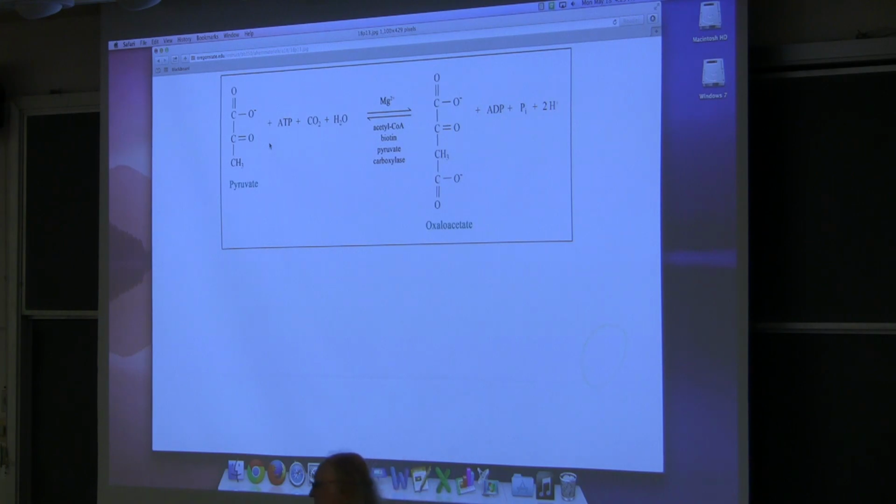Here is the first enzyme of gluconeogenesis. It's called Pyruvate Carboxylase, and yes, you should know the name of it. This enzyme is found in the mitochondrion. By the way, all of the enzymes of glycolysis are found in the cytoplasm of the cell. So here we're starting out gluconeogenesis in the mitochondrion, with an enzyme called Pyruvate Carboxylase.